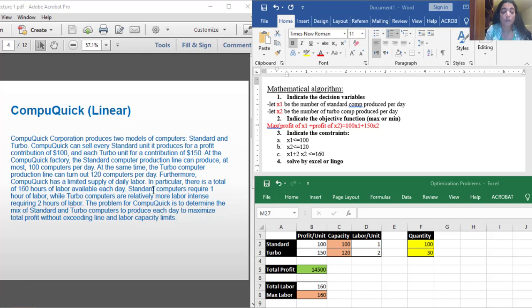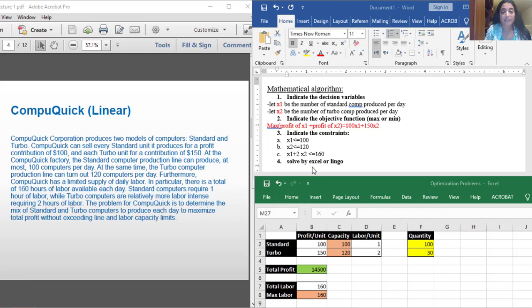And then we have another sentence that also indicates some constraints, and this is because standard computers require 1 hour of labor, while turbo computers require 2 hours of labor. And then I know that the maximum number of hours is 160 hours per day, so that's why I need another third constraint to be satisfied, which is x1 plus 2x2 is less than or equal to 160.